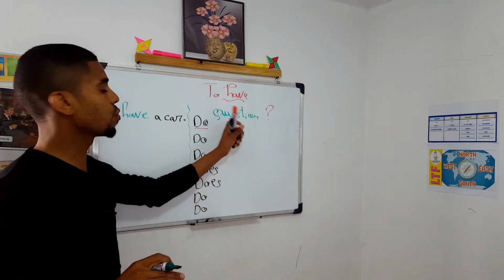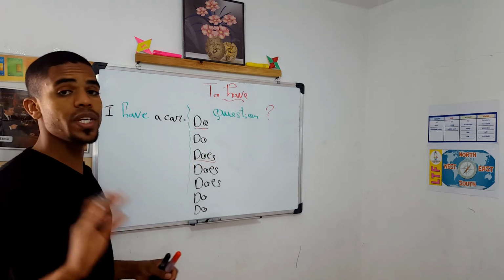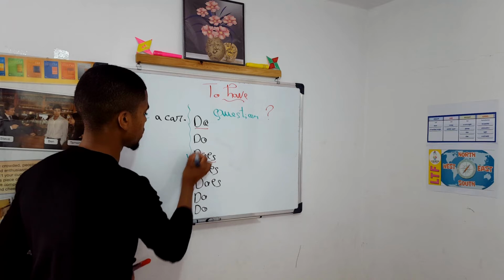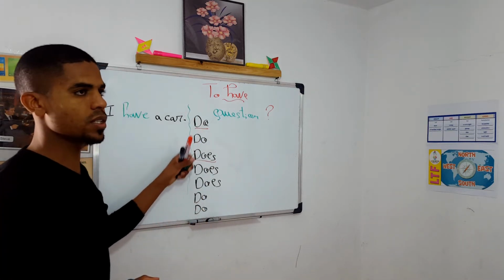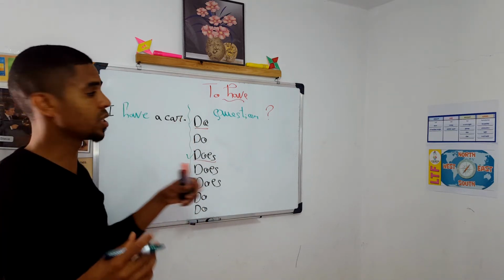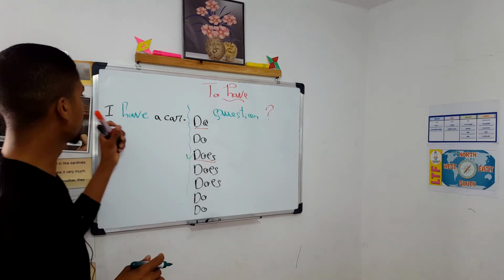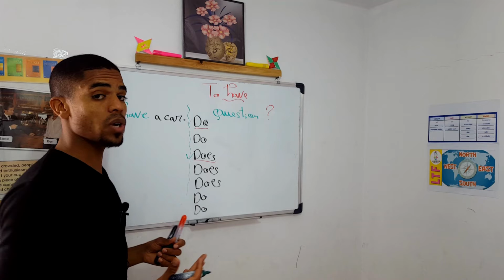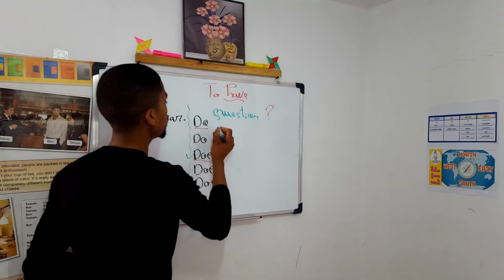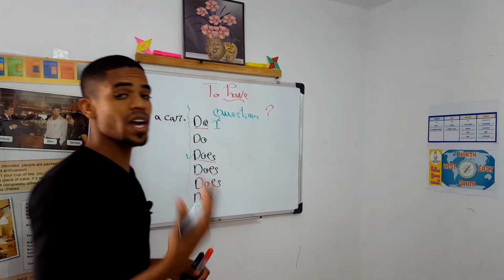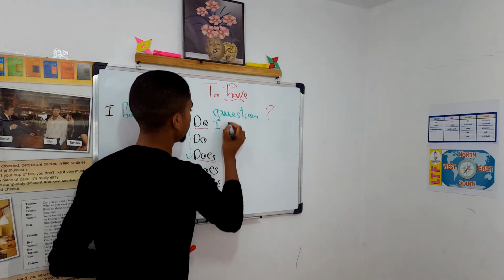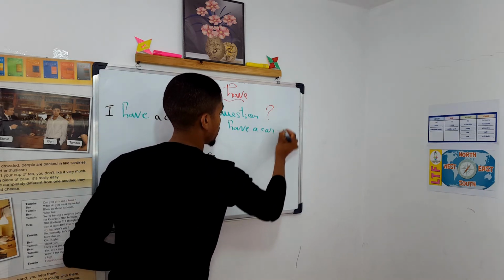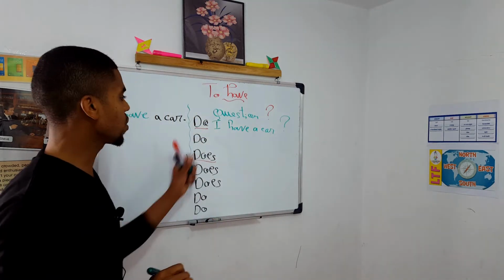In order to form a question, it's very simple. You need to have one of these auxiliaries, either do or does. It's necessary that you start with one of these if you want to ask a question. This is an affirmative sentence: I have a car. If you want to ask, we say do I. Do I have a car? This is a question.